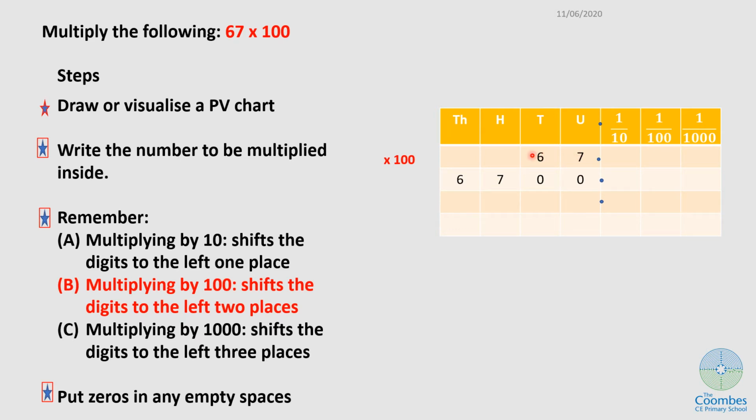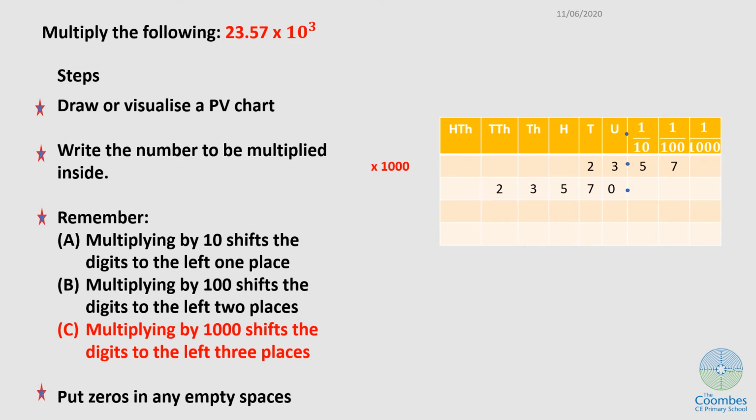So my 6 is going to shift 1, 2. So it's now in this column. And my 7 is going to shift 2 places, 1, 2, and is now in this column. By shifting them, I created 2 spaces. So I'm going to fill those 2 spaces with a 0. Now the 0 is just called a placeholder. There is no value in it, but it's called a placeholder. It helps you to say this number, 6,700.